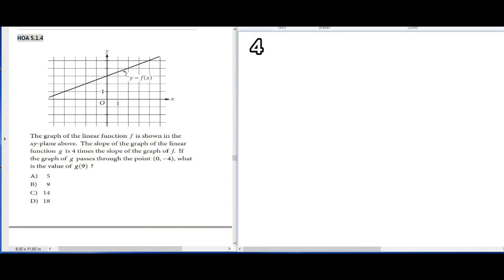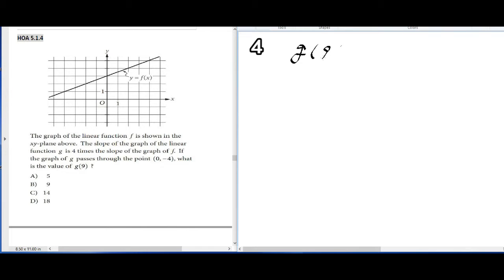Look at this problem. They gave you the graph. f of x is a linear function. You can easily find the y-intercept. How about the slope? Using the graph, the slope is 1/2. You can easily find that. But they just ask for g of 9, right?